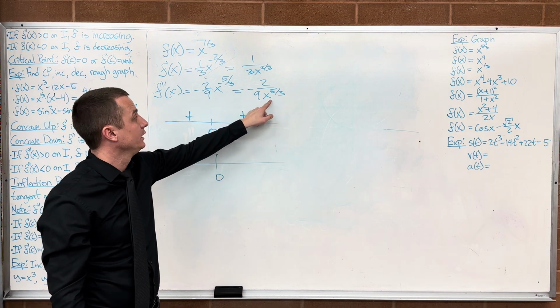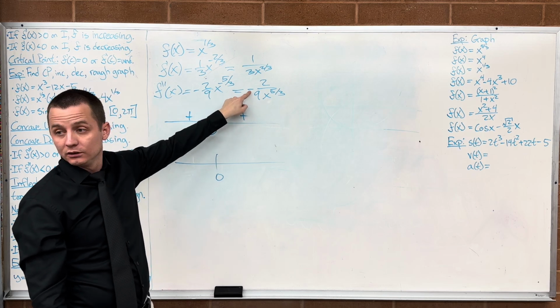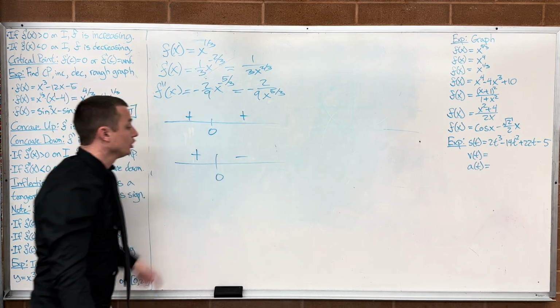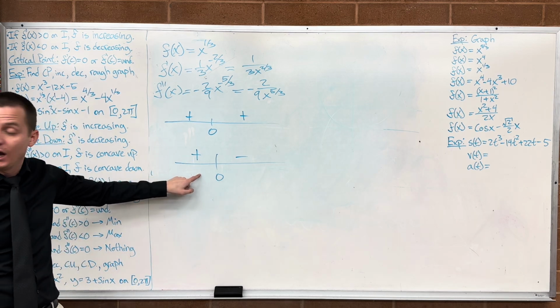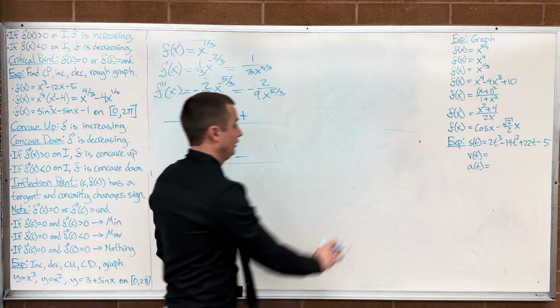Check to the left. Plug in a negative number, what do we get? We get positive. And if we plug in a positive number, we get a negative. Alright, so the concavity switches. It goes from concave up to concave down, but it's always increasing.